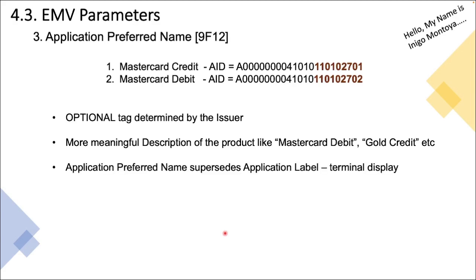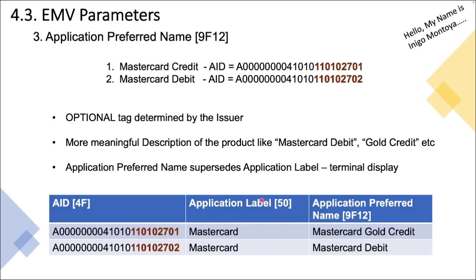Application preferred name supersedes application label on terminal display. What this means is during a transaction, the terminal will use the AIDs to quickly locate which virtual cards are available for transacting. The next step it'll do is say, okay, I need to present this to the cardholder. Let me go and look firstly for application preferred name. So it'll always try to find a preferred name first. Only if it doesn't find one, so if the card hasn't been personalized with a preferred name, will it then default to the application label.